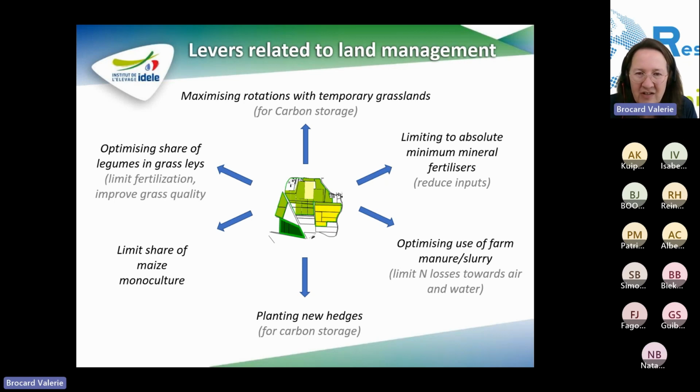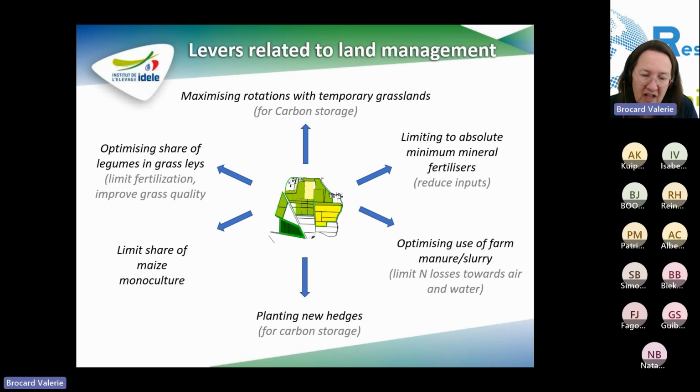Well, it's not a rotation. So we are trying to maximize the duration of the rotation and increase the duration of grasslands in the rotation to increase the carbon storage, optimize the use of farm manure and slurry on the farm by specific equipment to decrease the emissions towards air and water. And of course, we've been planting some new hedges.